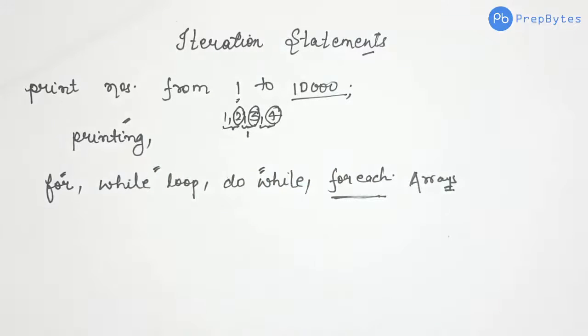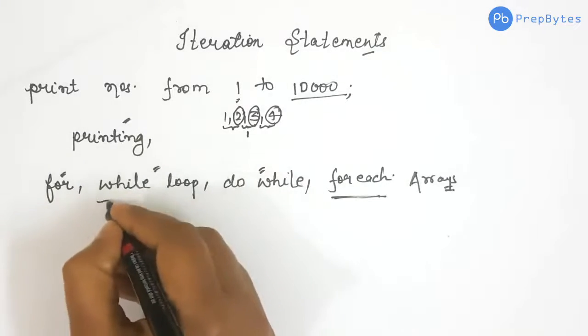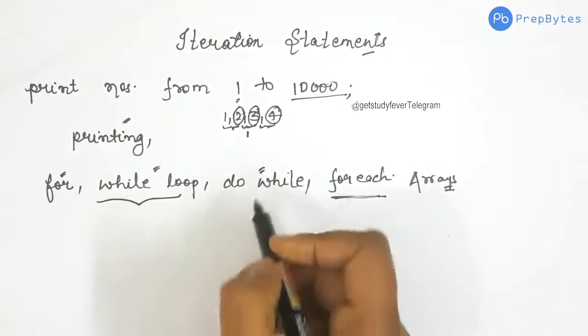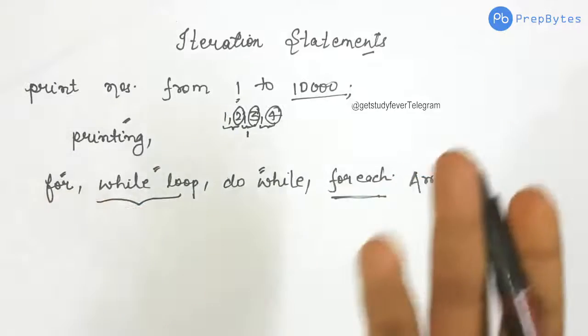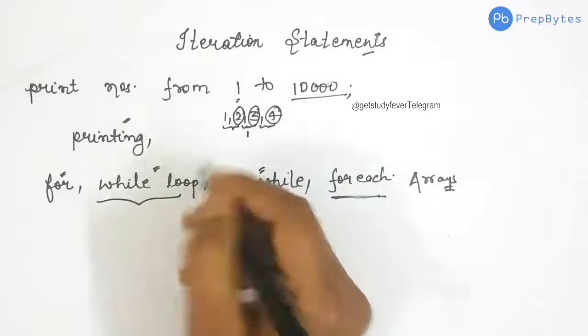Again, I'm repeating, these are used for doing a task that is repetitive. So let's start with this particular question and see how I solve it if I have to use a while loop, a do while loop, and a for loop. So let's start with the while loop.